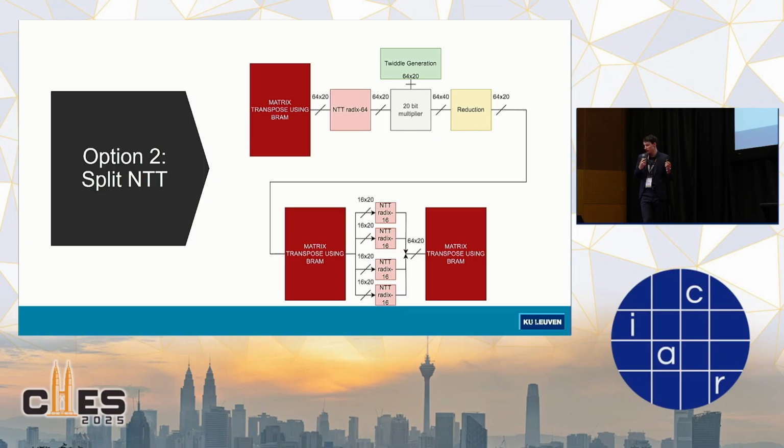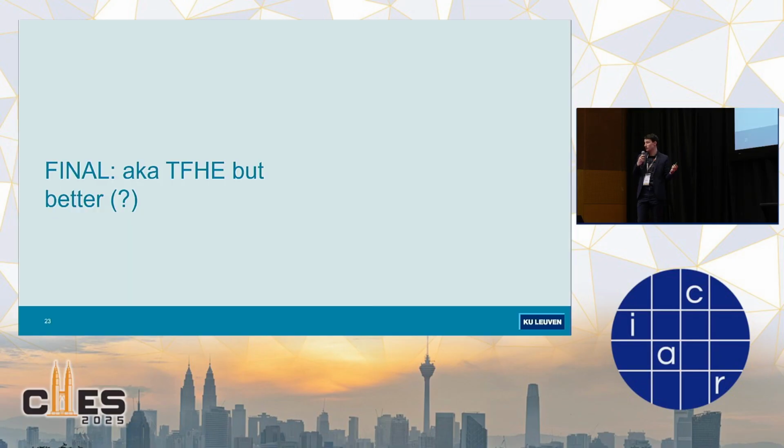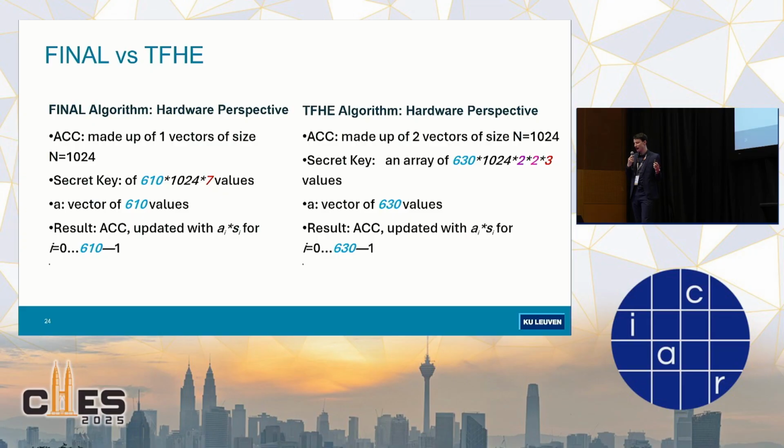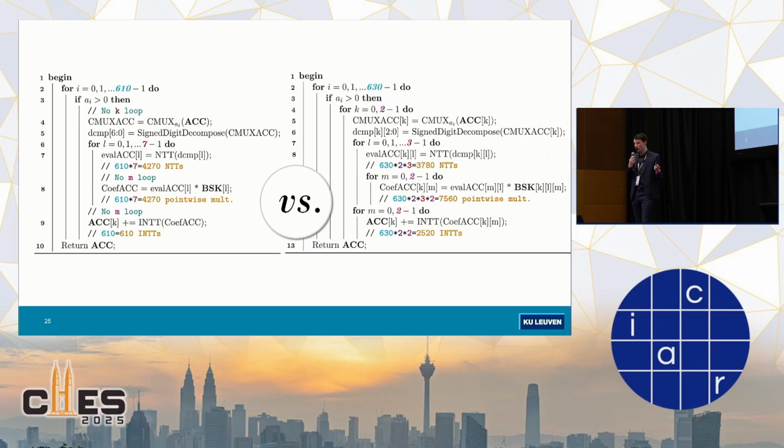So since the majority is these really cool butterfly circuits, we can fit a lot of these NTTs on our chips. And we can use an algorithm called FINAL for this. So FINAL is, I guess, kind of TFHE, but better. It does all the things that TFHE does, but it has a smaller bootstrapping key. And it has a bunch of other nice things. So I highly recommend the FINAL paper for more information on this. But the short of it is, you need to do fewer NTTs.